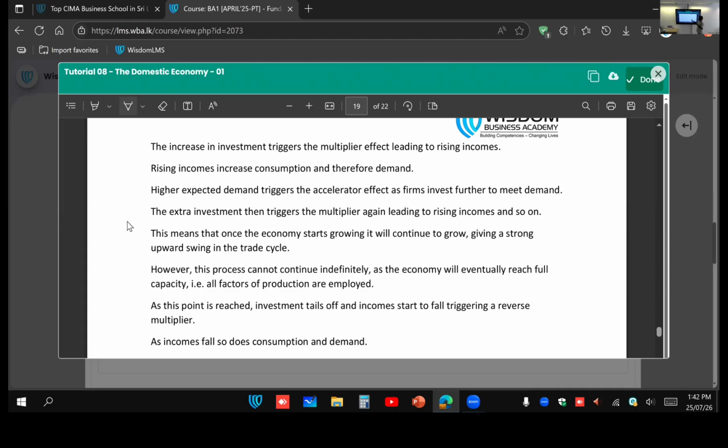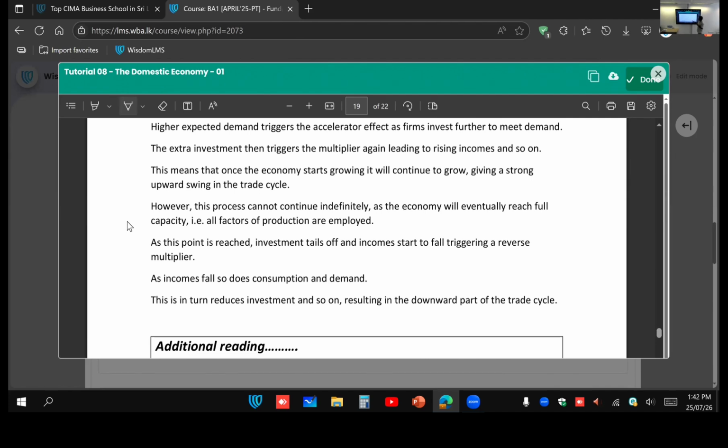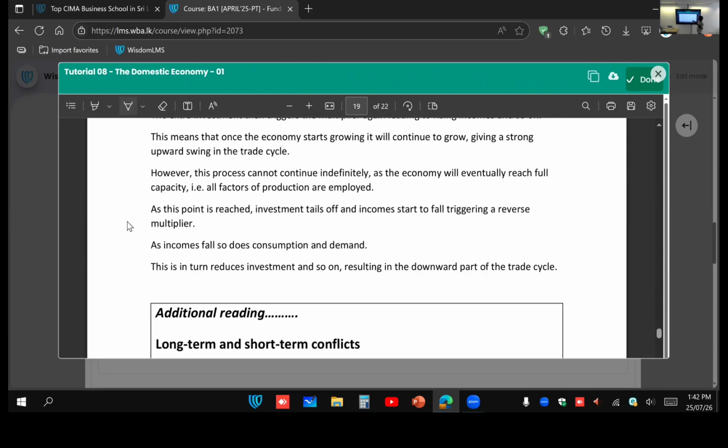So with the extra investment, once the economy starts growing and continues to grow, it gives a strong upward swing in the trade cycle. However, this process cannot continue, right?